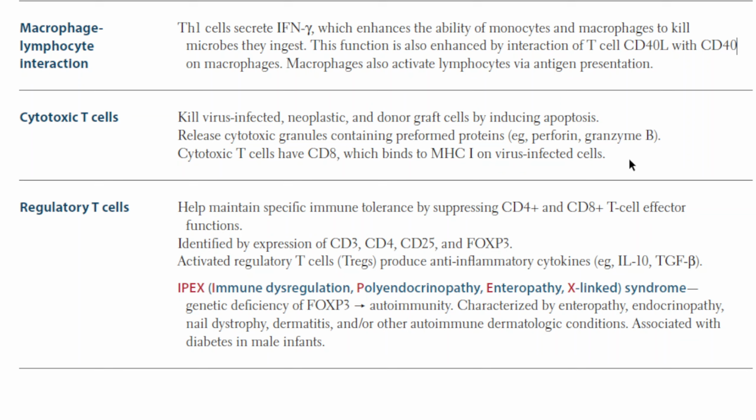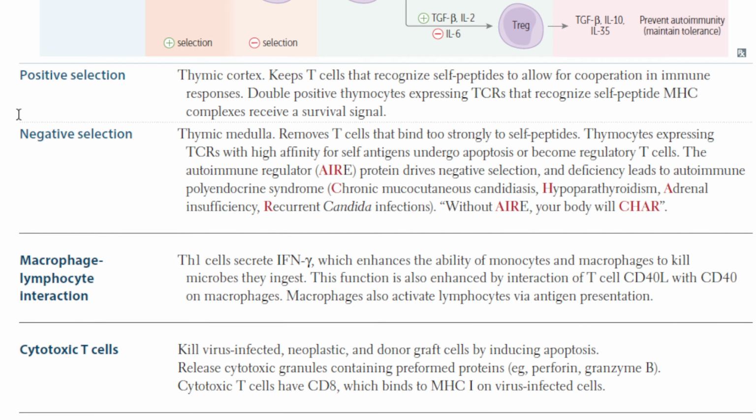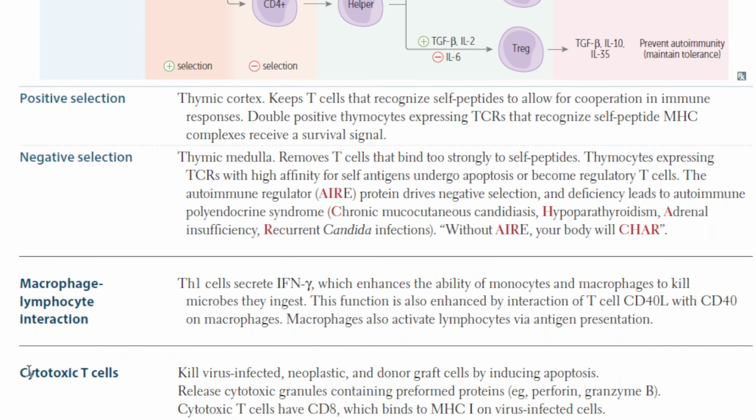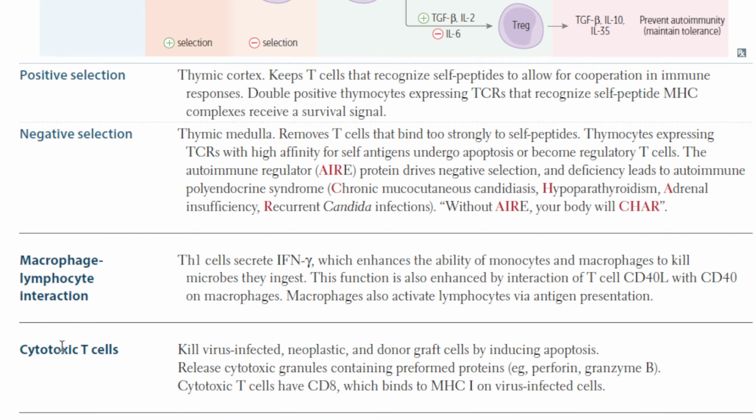We know that before. So remember, CD8 binds to MHC1 and CD4 binds to MHC2. Important to remember those: positive selection, negative selection, and interaction of the macrophage and lymphocytes through CD40L and CD40. The cytotoxic T cells act like the natural killer. They kill virus-infected cells through perforin and granzyme B.